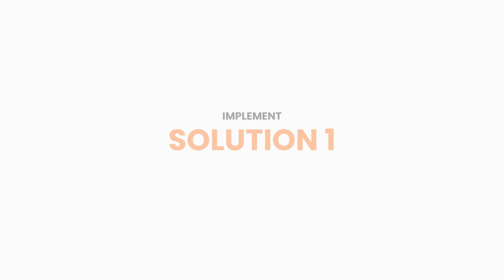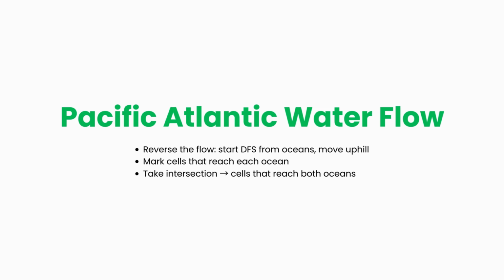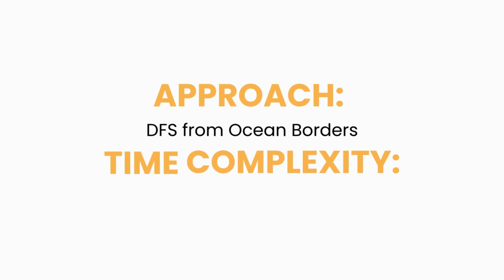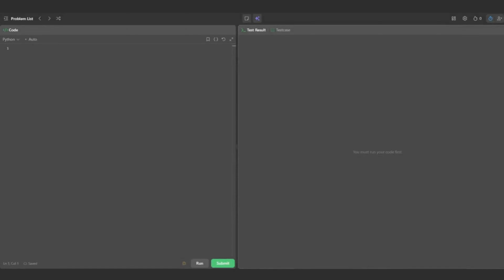This problem is all about figuring out which cells can flow water to both oceans. Instead of pushing water downhill, we cleverly reverse the flow. We start DFS from the oceans and move uphill, marking any cell that can eventually reach that ocean. Then we simply find all cells reachable by both oceans. Approach, DFS from ocean borders. Time complexity, O(MN).